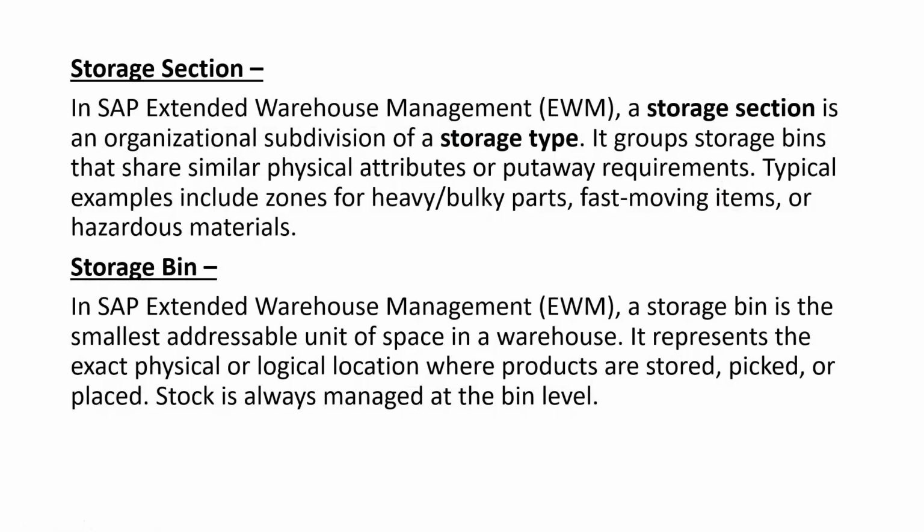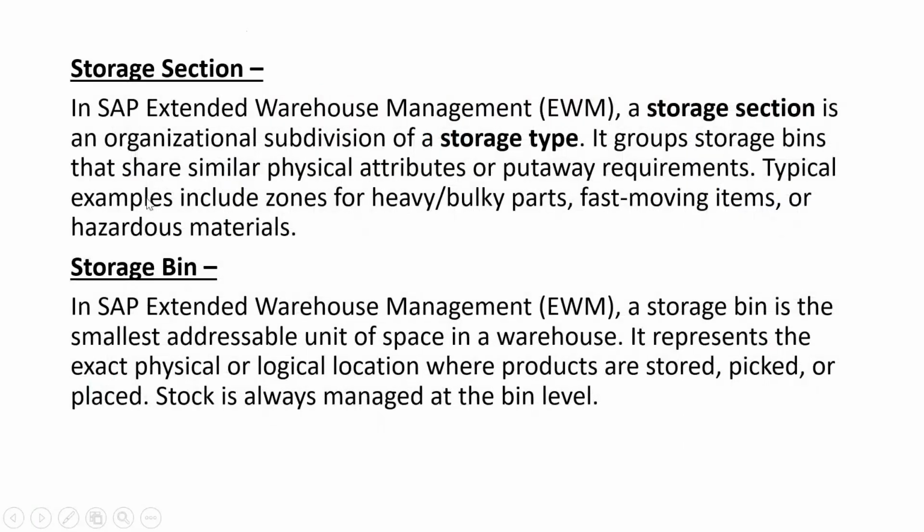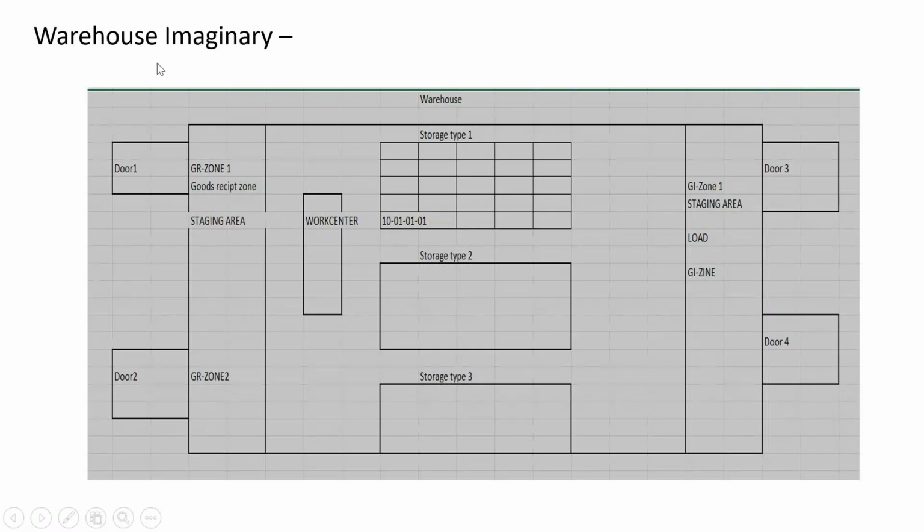So let's quickly jump to a warehouse structure, how it is, and we'll try to understand the terminologies and the org structure that we have explained so far. A typical warehouse structure, you are seeing here now. In a typical warehouse, we have receiving zones, goods receiving zones, and goods issue zones.